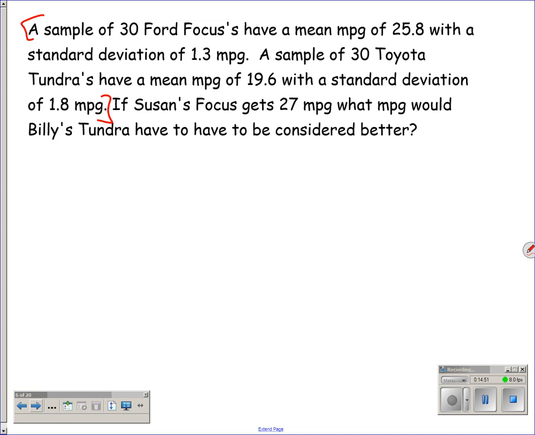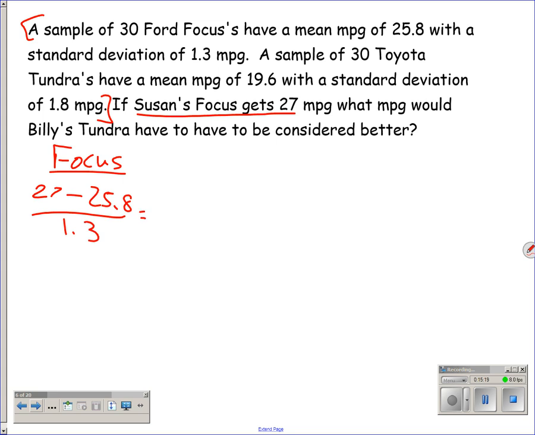Let's do the Focus. Let's figure out the z-score of the Focus. 27 is the value. And then what was the mean? 25.8. So just judging off of that, she is above the mean, so that's pretty good. She's doing pretty good for her Focus. But the standard deviation was 1.3. What's that end up being? 0.923. All right, cool. So Susan is 0.923 standard deviations above the mean. It's positive, which means she's doing all right. That's good. But how do I figure out how Billy's Tundra could be considered better than that?